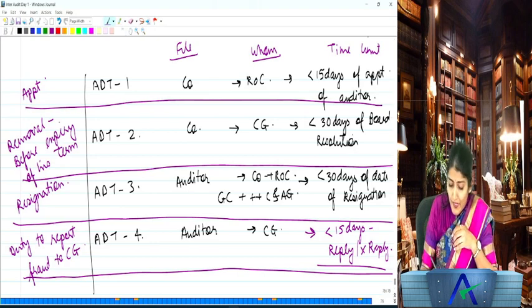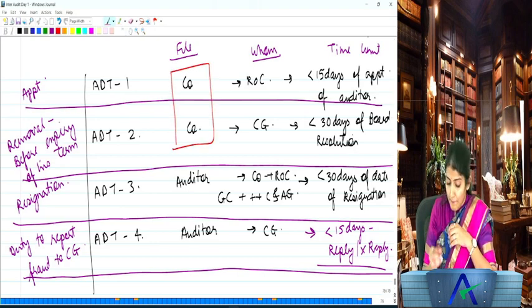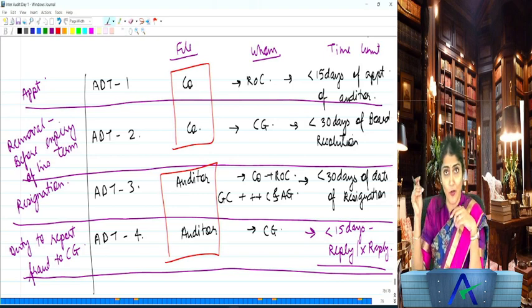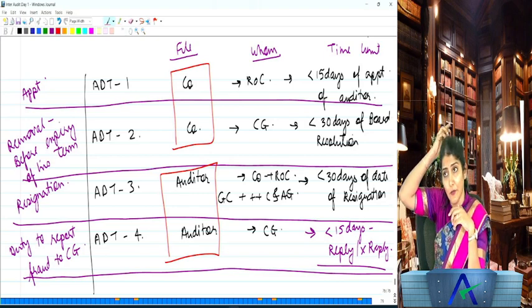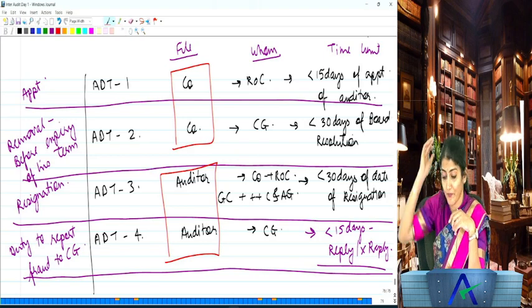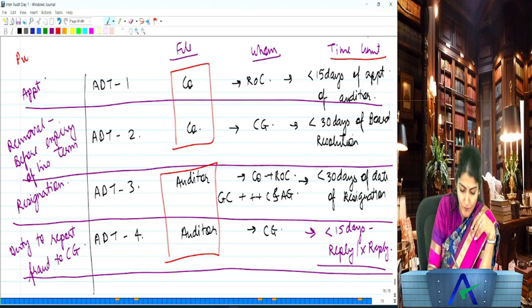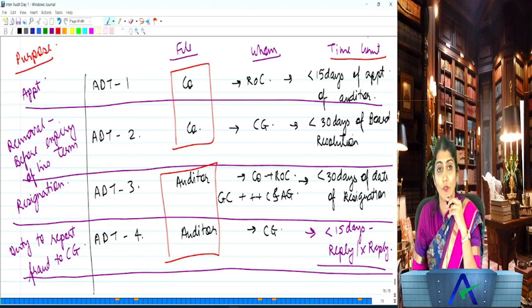So first two forms are to be filed by the company. Next two forms are to be filed by the auditor. Are you able to follow this, everyone? Have you copied this down? Right? Copy down, everyone. Within 15 days with reply or without reply?